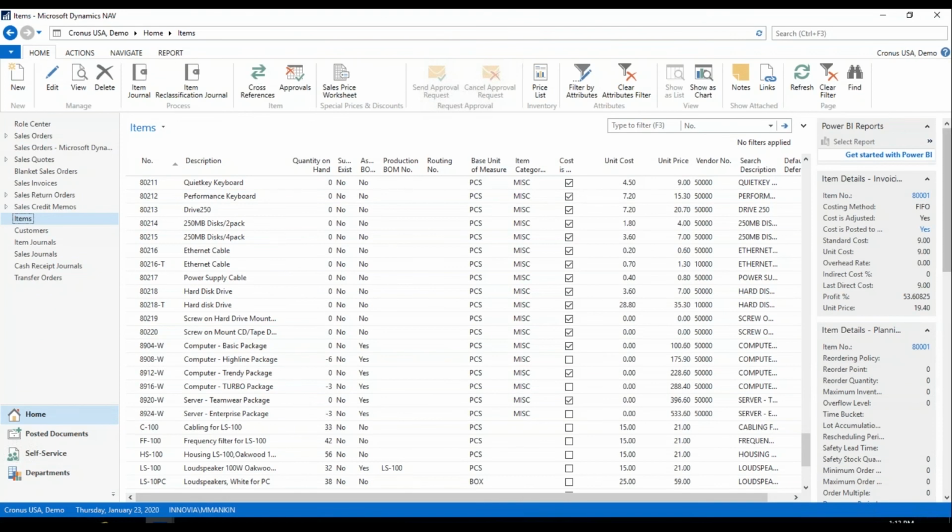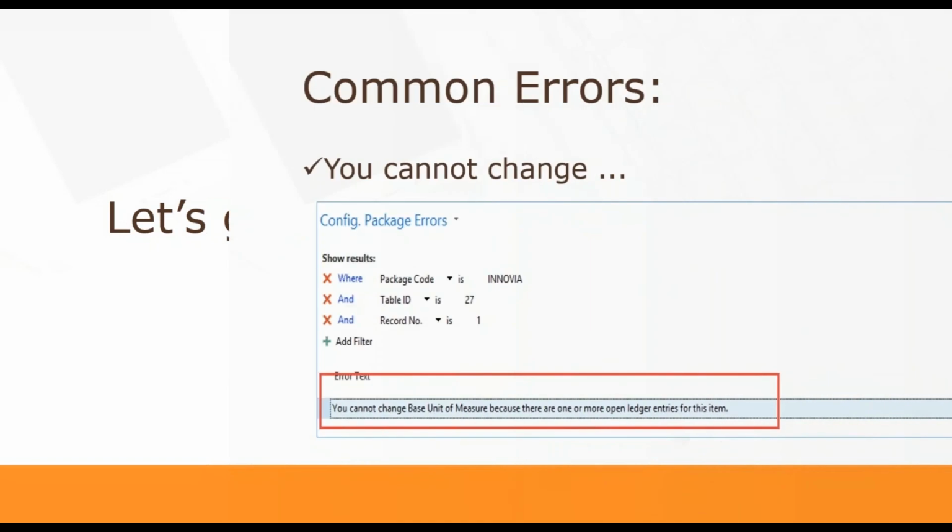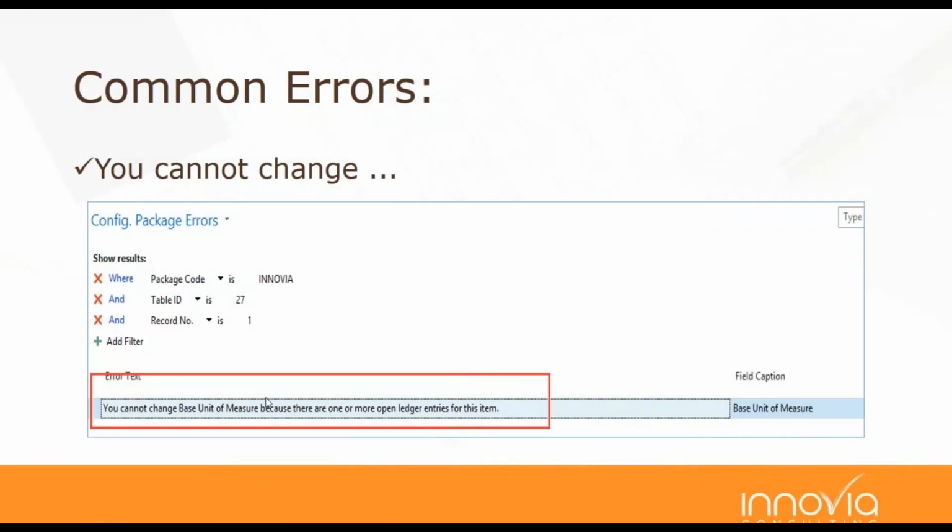So perfect. A few things that I want to tell you about with the errors. There are some common errors that you can get. So I'm going to switch back to the slide since we didn't get any errors. Okay, so this is a common error that you might see when you're doing a RapidStart import and applying the data. This says that you cannot change the base unit of measure because there's one or more open ledger entries for this item.